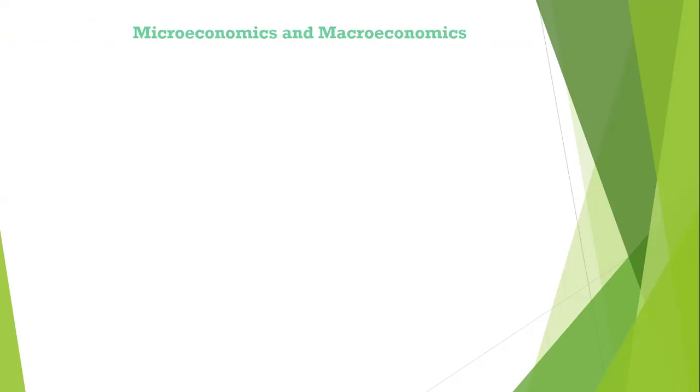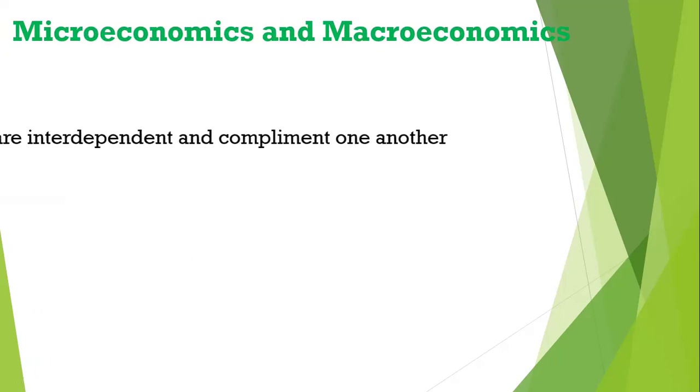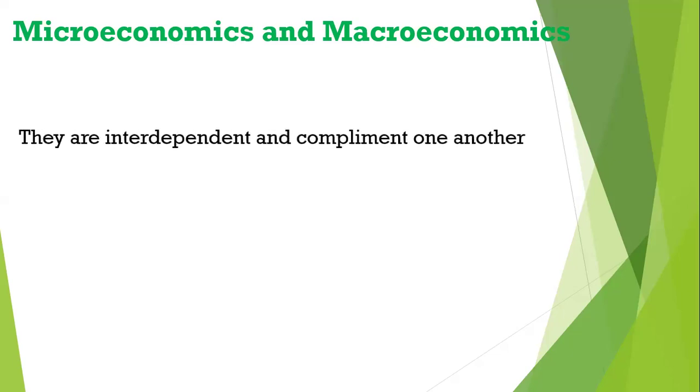Microeconomics and macroeconomics. So we have already seen the difference. The micro takes into account the individual and the individual firms. The other one takes care of the economy as a whole. The microeconomic is bottom up, and the macroeconomic is top down. So that's how they are different.